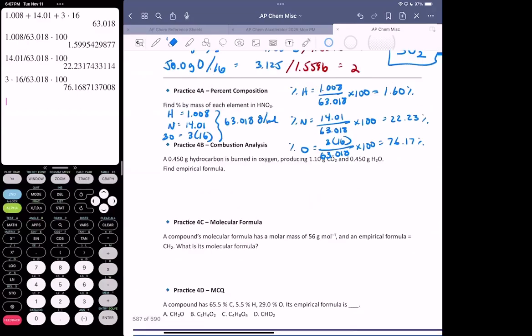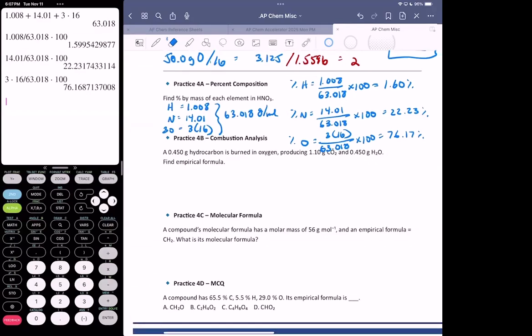I don't know if you recall doing combustion analysis, but remember, when you have combustion analysis, you've got a hydrocarbon plus oxygen makes carbon dioxide and water, right? So if we have 1.10 grams of carbon dioxide and 0.450 grams of water, we know that all the carbon comes out as carbon dioxide and all the hydrogen comes out as water. So we figure out how much carbon is in the 1.10 grams of carbon dioxide, and how much hydrogen is in 0.450 grams of water.